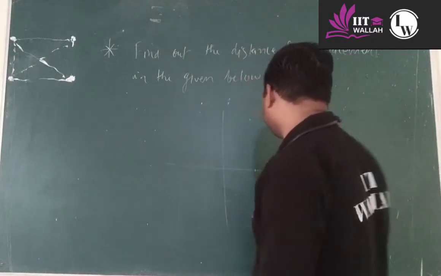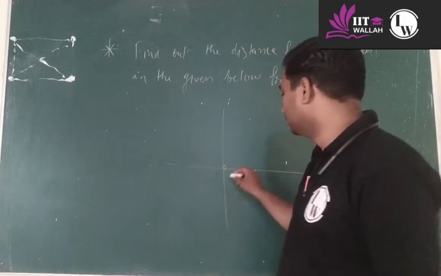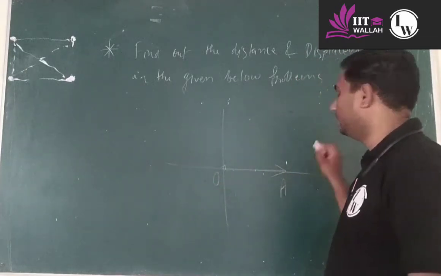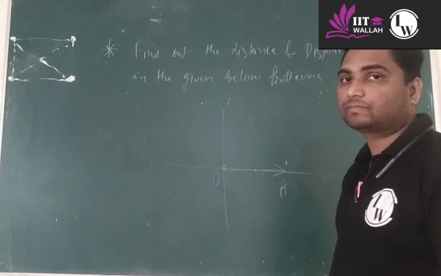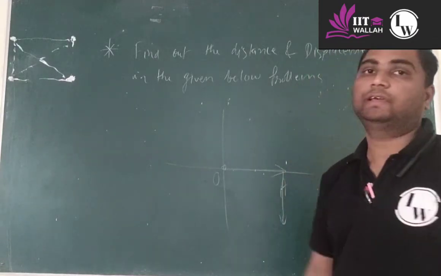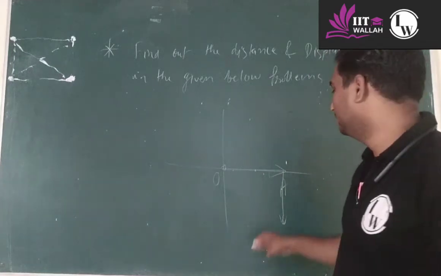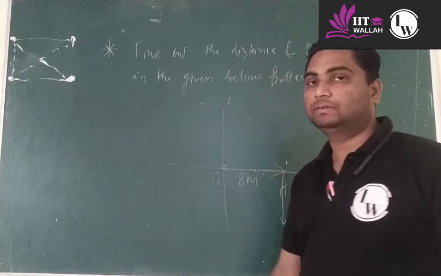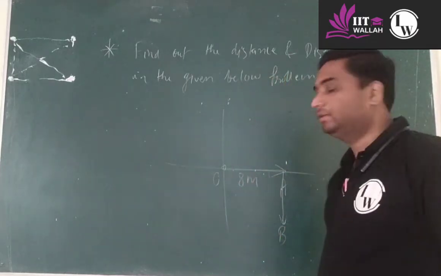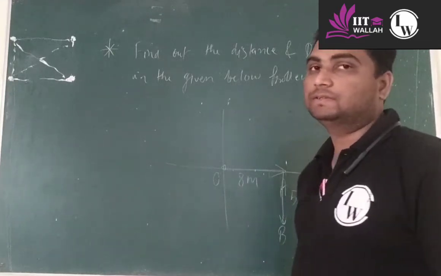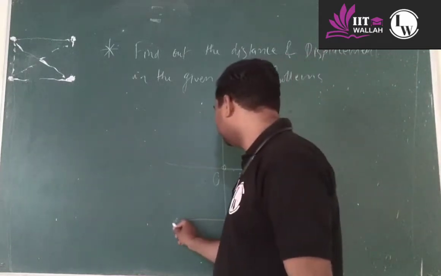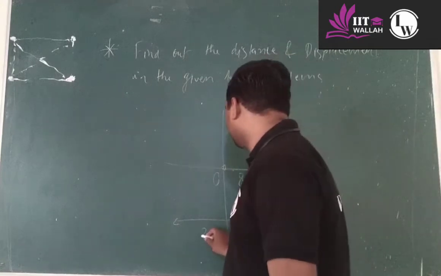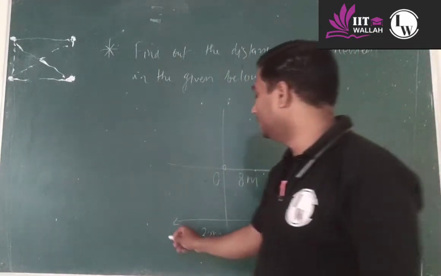Suppose a person starts from point O and goes to A, and then turns rightward at an angle of 90 degrees from point A. The distance from O to A is 8 meters, and A to B is 5 meters. Then he turns right at 90 degrees and goes 20 meters to point C.